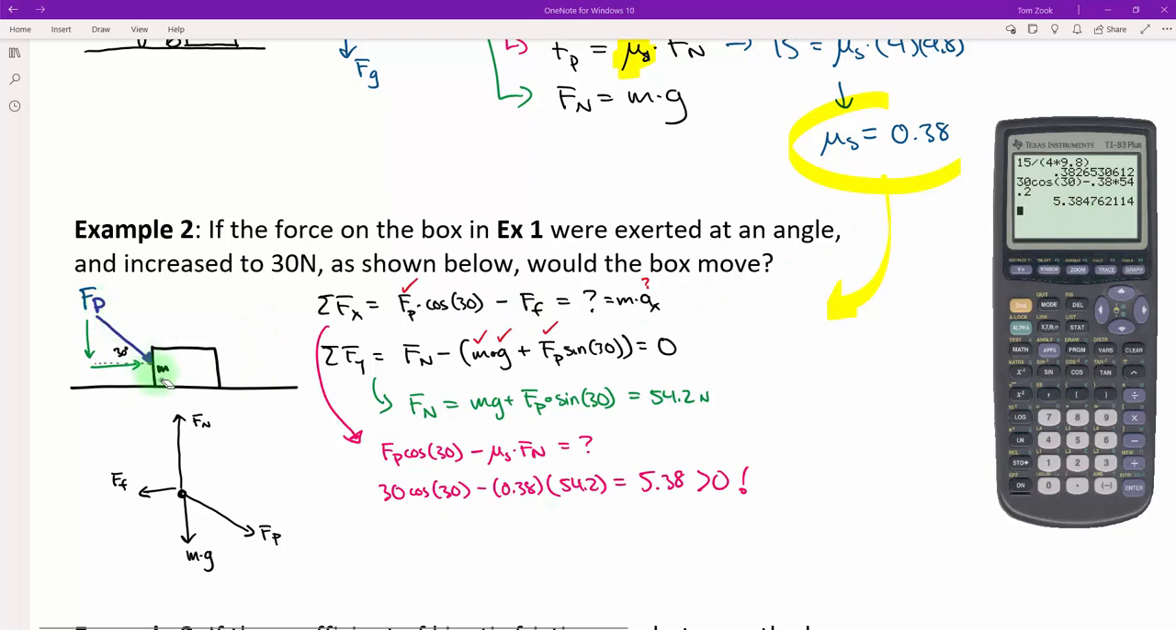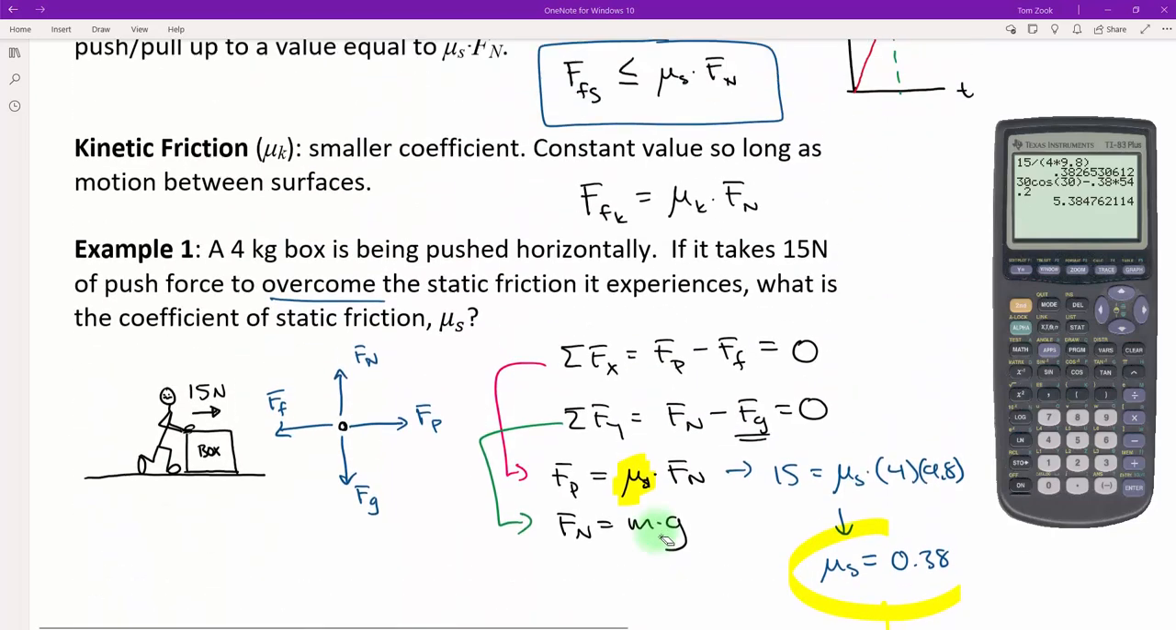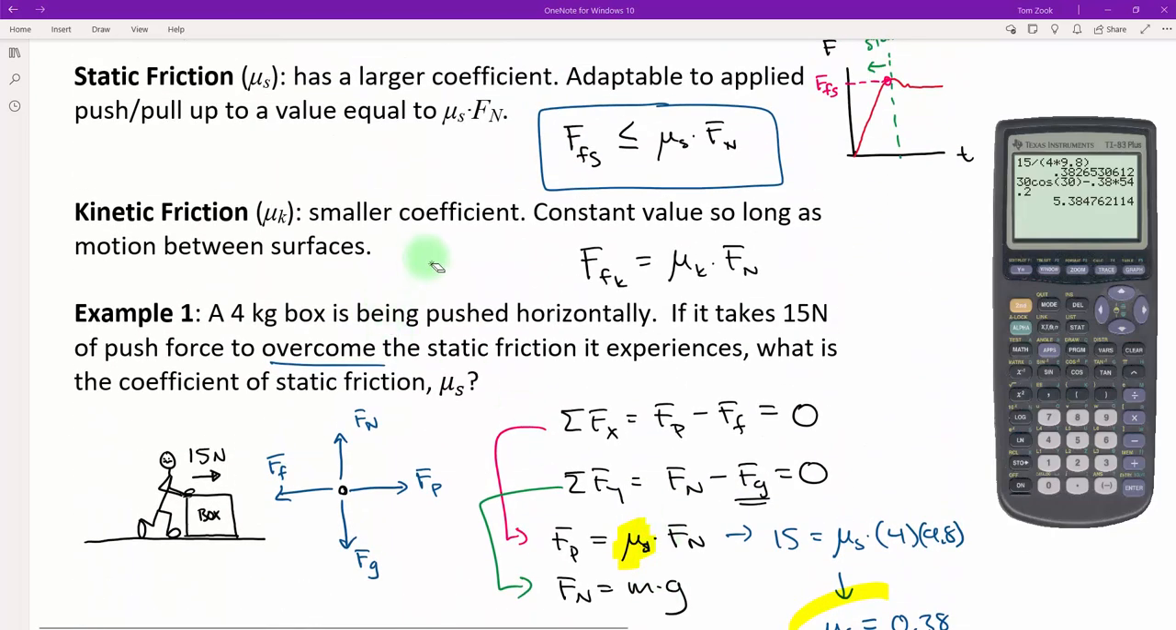Even though you're crushing the object into the ground somewhat, and even though it's increased friction, you're still pushing harder than the friction that you're going to get. So in this case, I have a net force on the object. I'm beating static friction. I'm in the kinetic zone.